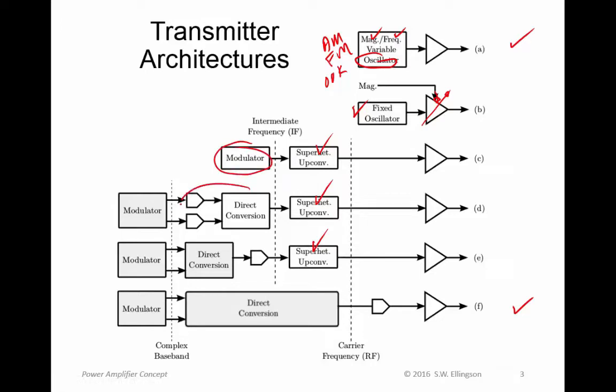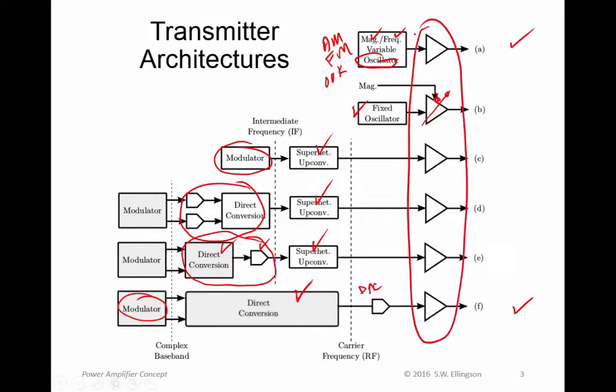We could use a direct conversion architecture. We can use a direct sampling approach with direct conversion. In other words, you can do IF sampling here and direct conversion here. Or we could do digital direct conversion. We could do everything in DSP at baseband, convert it up digitally, and then use a DAC to convert to the RF signal. Now, what's in common in all these architectures is a power amplifier, that final stage.